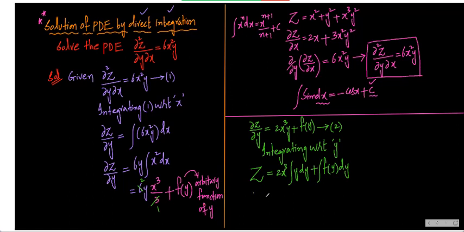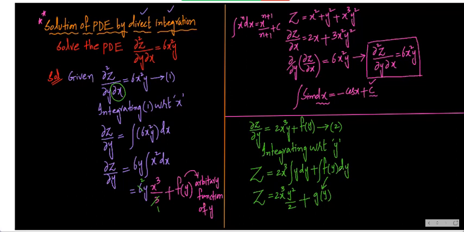So finally the answer will be z is equal to, and we get only z because differentiation and integration cancel. The dou by dou y term will be cancelled when integrating, so only z is left. 2x cube into, what's the integration of y? It's y square by 2, plus the integration of f of y dy. Just assume that the answer of this will be g of y.